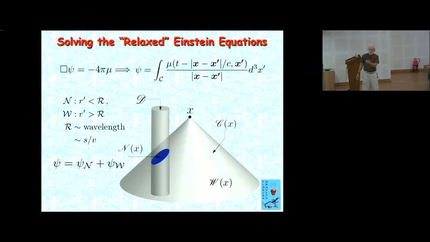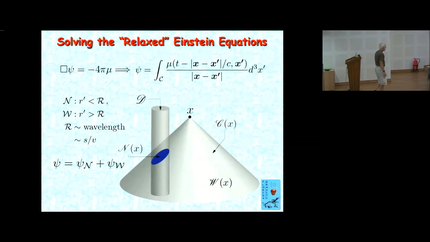And in electrodynamics, that's called the near zone. We use the same terminology here. And then there's the wave zone, which is the region outside this region where R prime is greater than R. So this world tube here is the near zone world tube, okay? Distances from the source within one gravitational wavelength, but of course it moves forward in time. So this is the near zone, and then everything here is the wave zone.